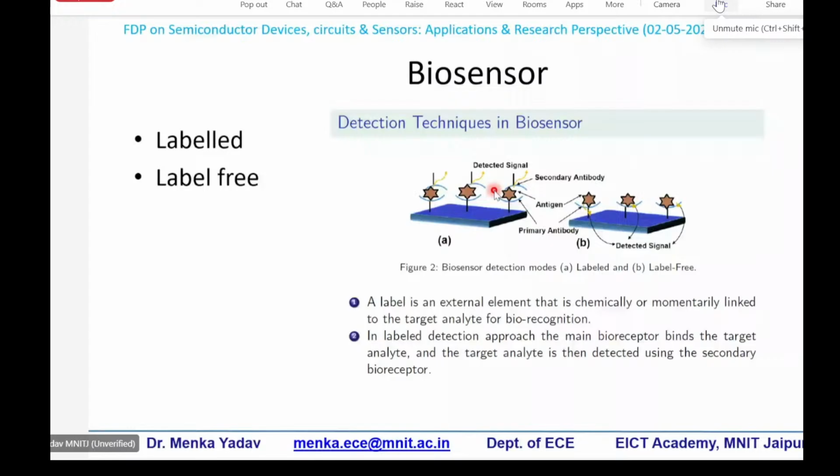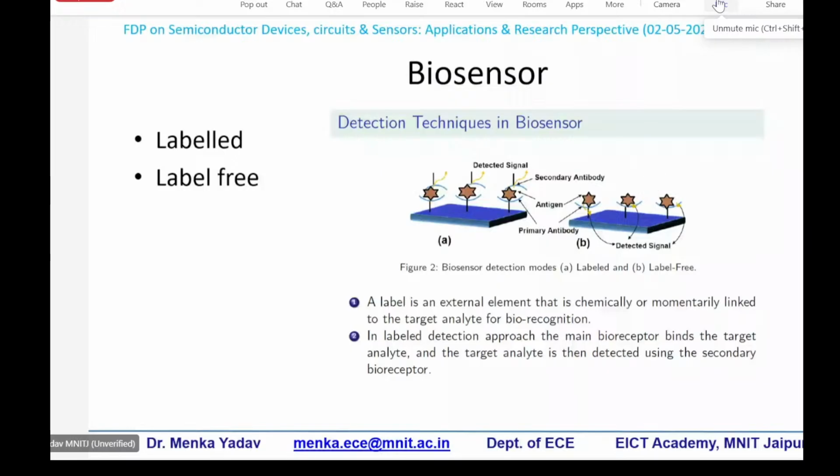Another is label free. In label free, only one primary antibody is required and your antigen is sitting on top, and then depending on whatever chemical reaction is there, some phenomenon is going to happen, and that's what your job is done. So that's what the label free and labeled biosensors are. We'll be talking about label free, meaning no extra secondary antibody is required, and we will just take the antigen and then detect it.